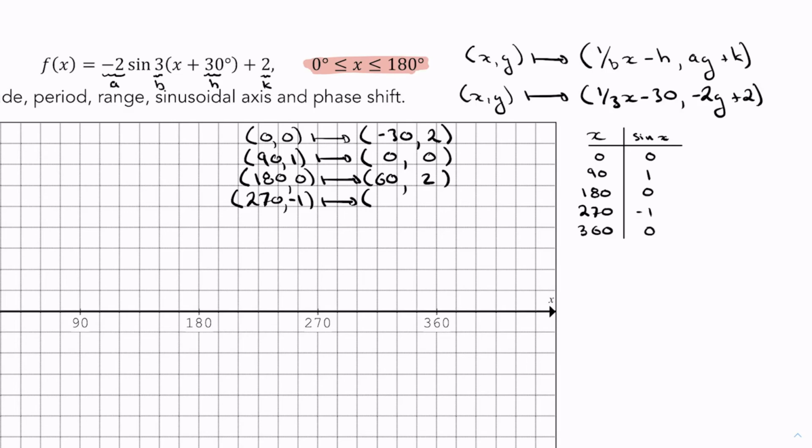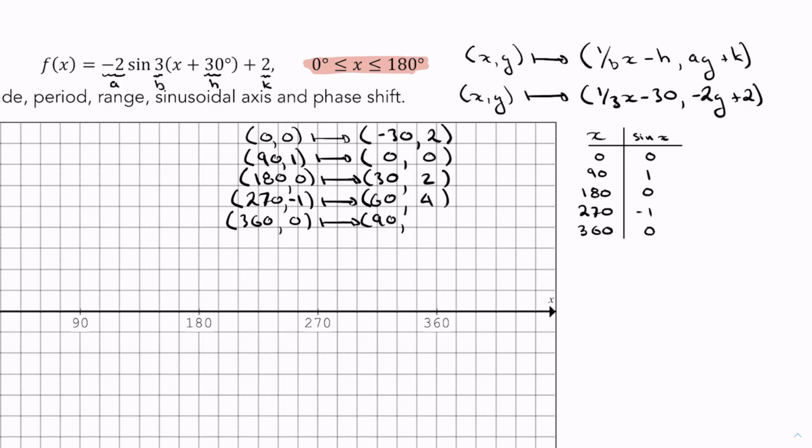Oops, I did forget something in the previous one. I did forget to subtract 30, so this will be 30, because 180 divided by 3 is 60, minus 30 is 30. This will be 60. And this will go to 4. And then we have 360, 0, which will go to 360 divided by 3, so this will be 90.